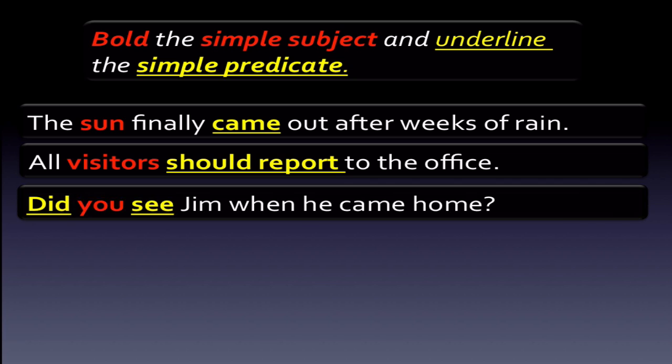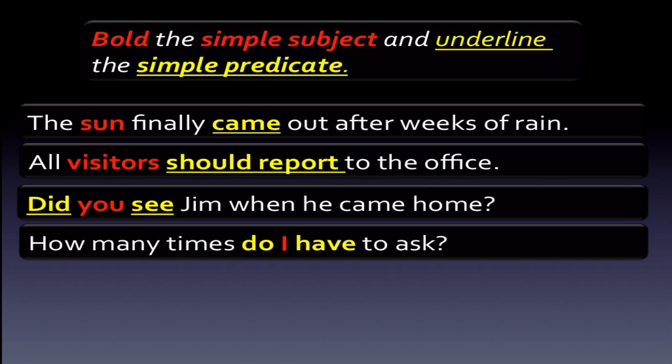So "did see" is my simple predicate. You, on the other hand, is your simple subject. How many times do I have to ask you to do your homework? So I is the simple subject. That's it. Nothing else in there. Do and have is the simple predicate. Do remember these guys. That means the helping verb plus the main verb.